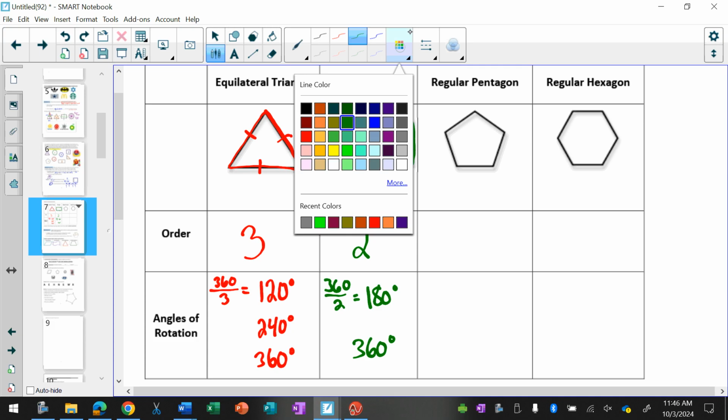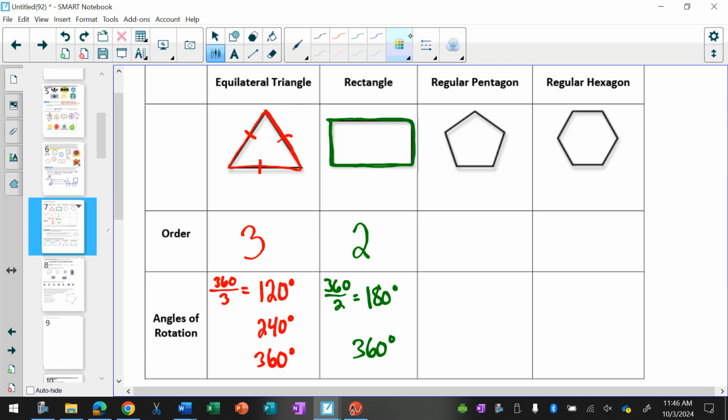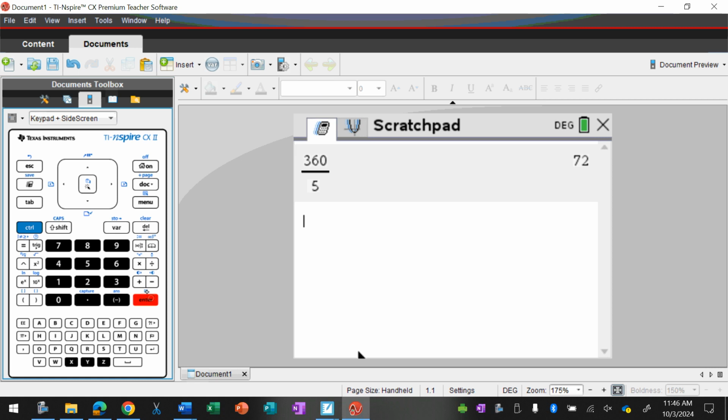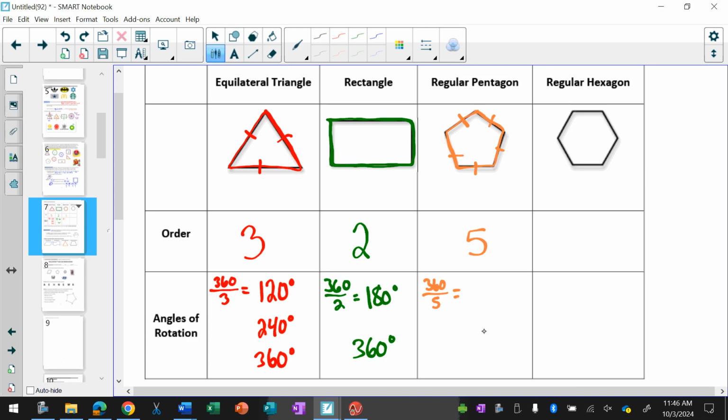Our regular pentagon, so long as all sides are the same, 1, 2, 3, 4, 5. Regular means that they're all equal, so it has an order of 5. So 360 divided by 5 would be every 72 degrees. So that is our minimum angle of rotational symmetry. But I should have 5 angles where it maps back onto itself.